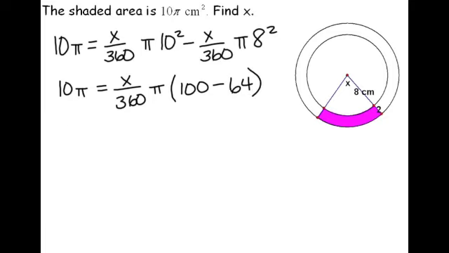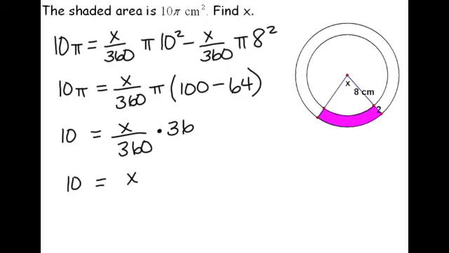Go ahead and divide out the pi. So we get 10 is equal to x over 360 times 36. Go ahead and reduce the 36 and 360 to be 10. Multiply together and you get x to be 100. 100 degrees is your central angle.